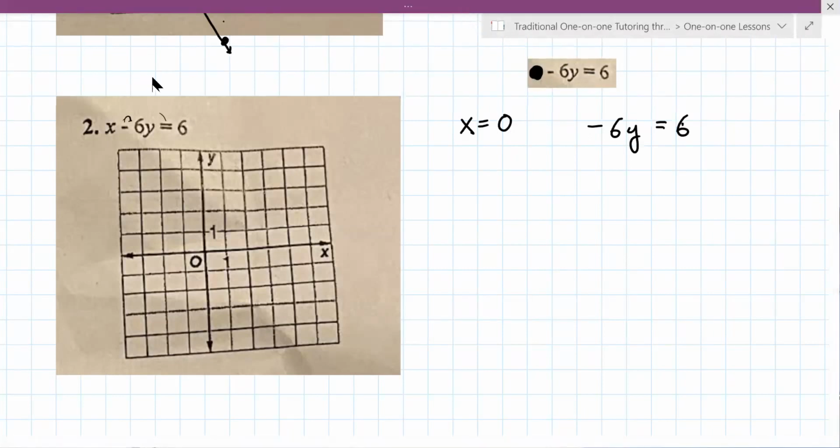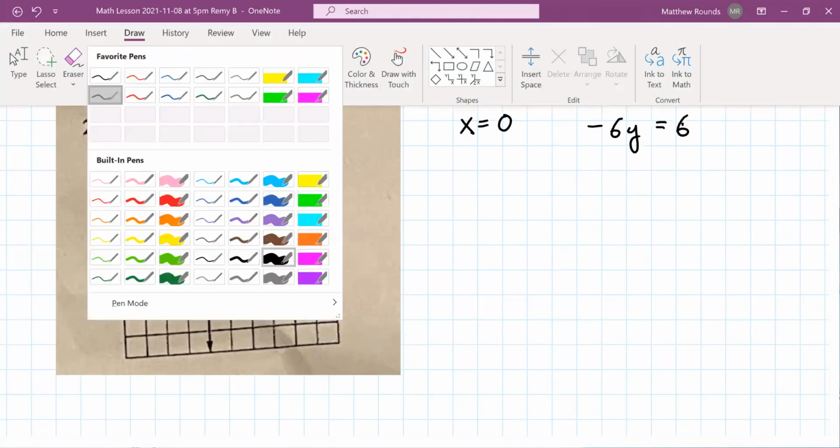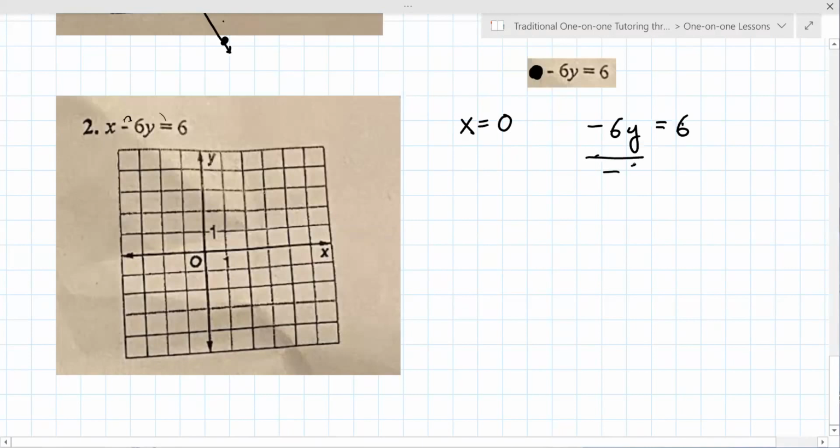So what does that become? What happens here? You have to divide both sides by negative 6. Just 1, negative 1. Y equals negative 1. So the ordered pair is 0, comma, negative 1. Yeah. Good.